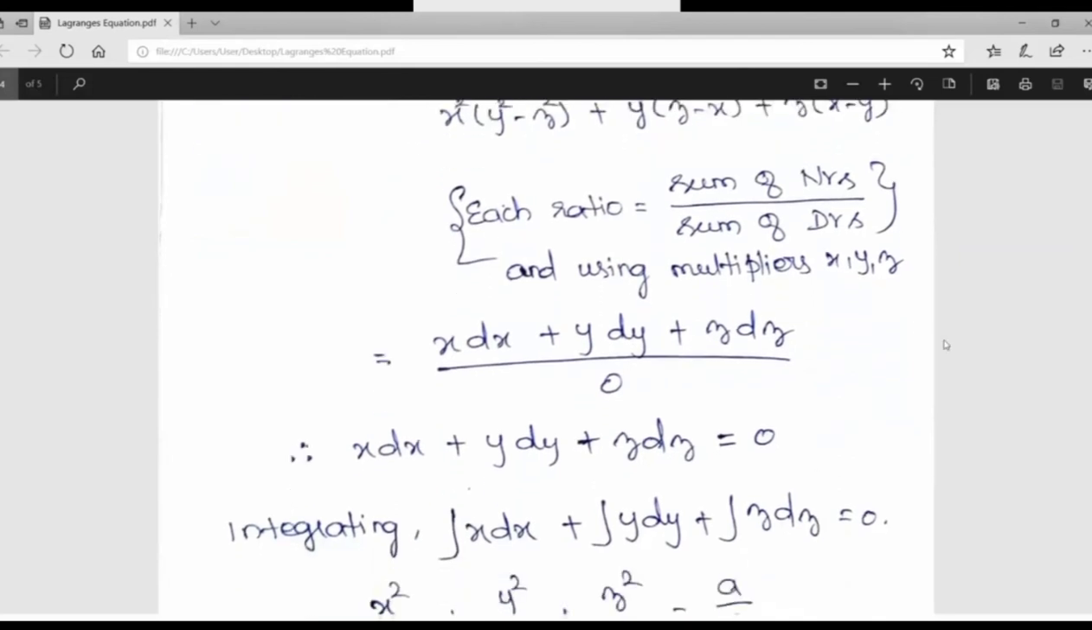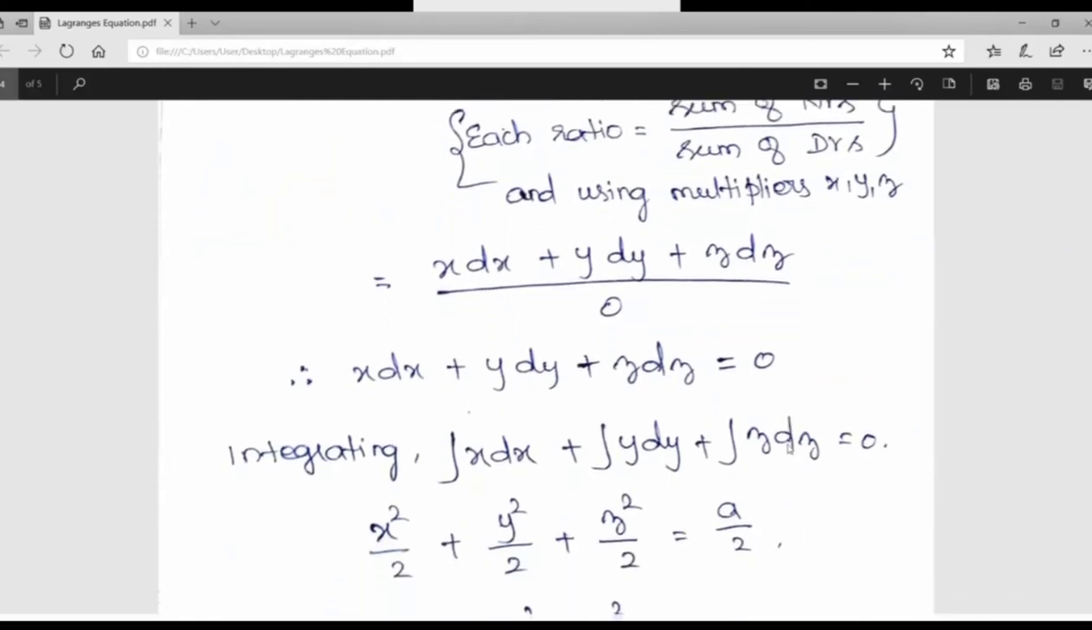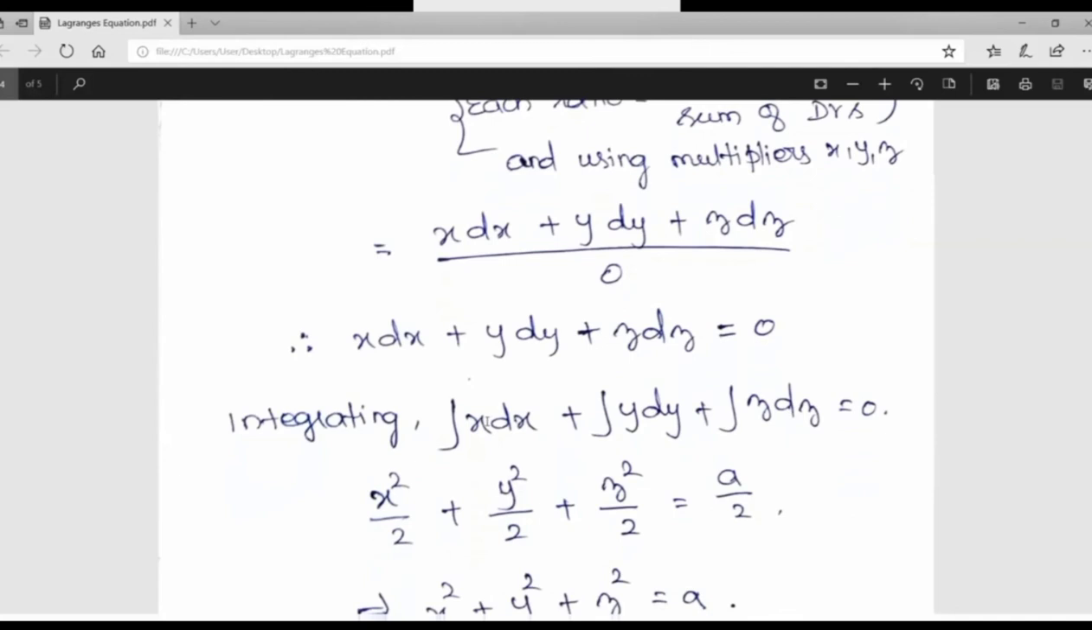No problem. The total term here is not equal to 0 since we are taking each ratio. If you are getting the denominator as 0, you can integrate our numerator part. That is x dx plus y dy plus z dz equal to 0. So if you are integrating the numerator part, x gives x square by 2, y gives y square by 2, z gives z square by 2. And this side, some constant only we are having.